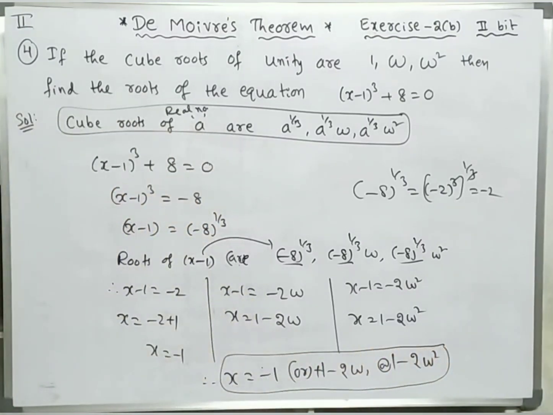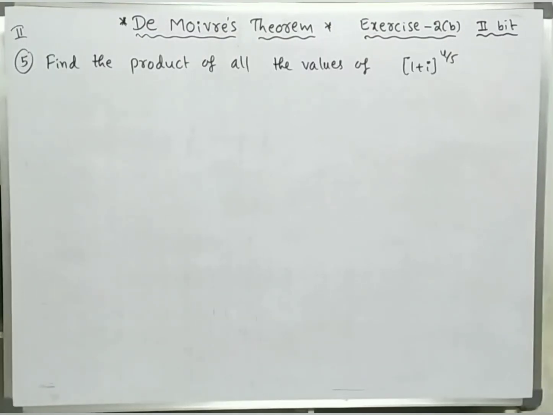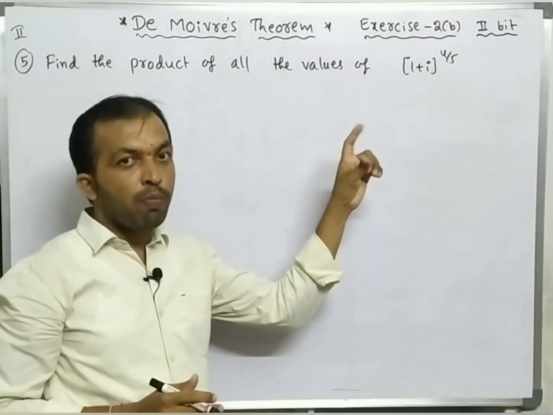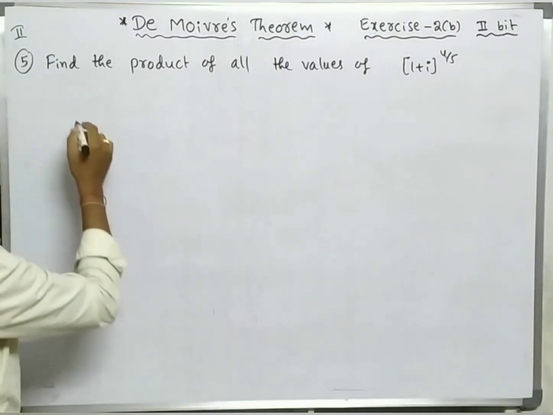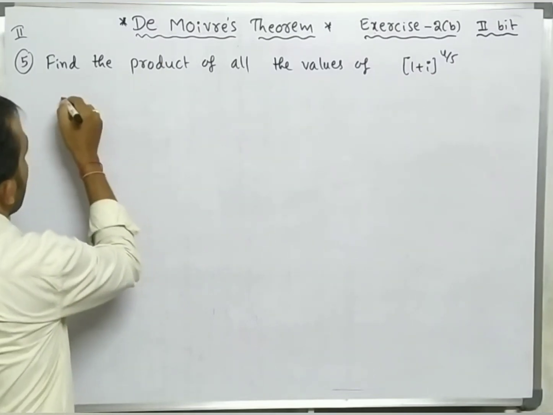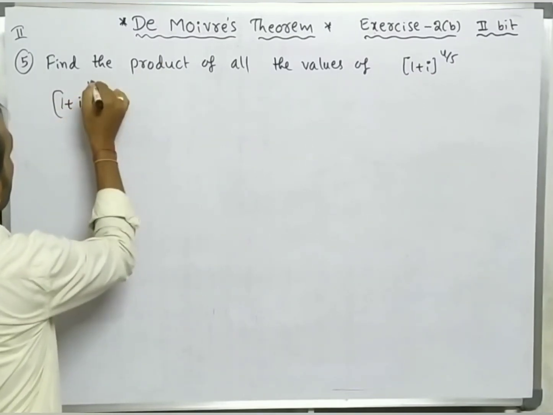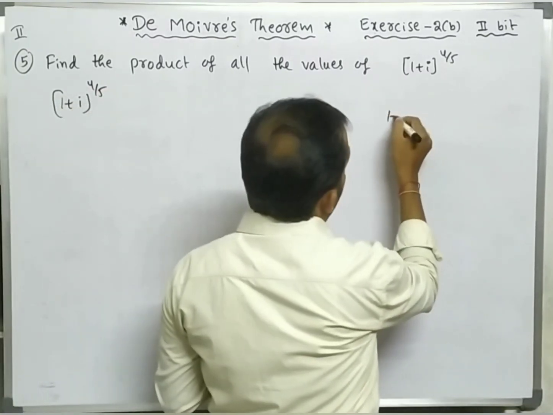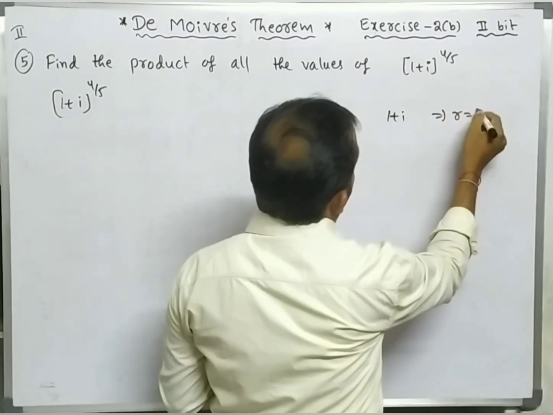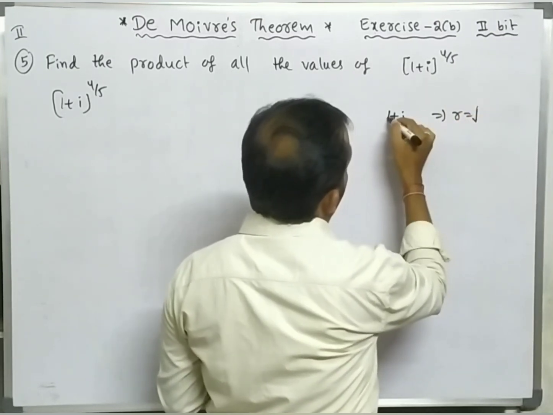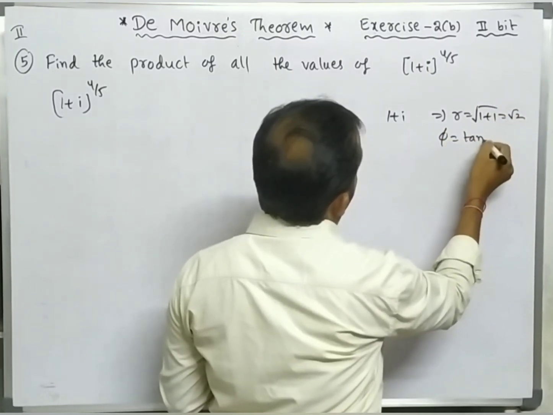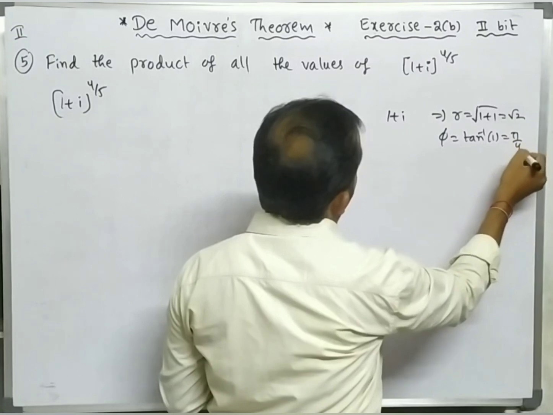Okay, so those are the three roots of the given equation. Now find the product of all the values of (1 plus i) to the power 4 by 5. So first find (1 plus i) to the power 4 by 5. Now for 1 plus i, the r value is the square root of 1 squared plus 1 squared, that is root 2, and the theta value is tan inverse of 1, that is pi by 4.